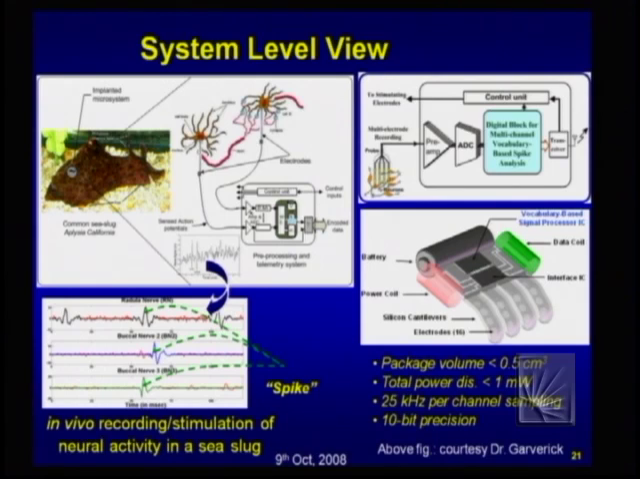The target package volume for this device is 0.5 cubic centimeter. It is ongoing work, so it is not done yet. We plan to do it in the near future. The total power dissipation has to be less than 1 milliwatt. The sampling rate is 25 kilohertz, and the sampling resolution is 10-bit precision.